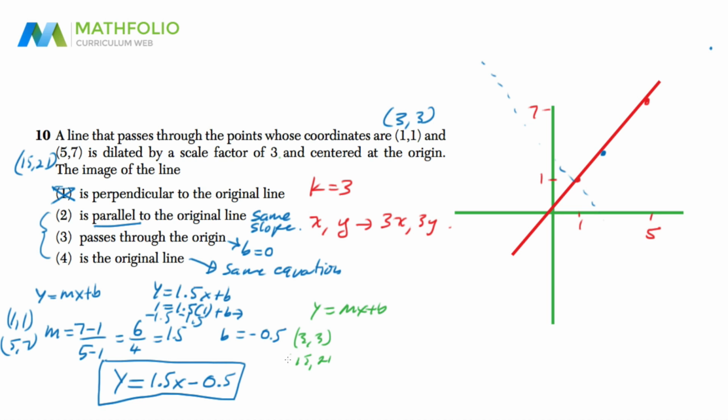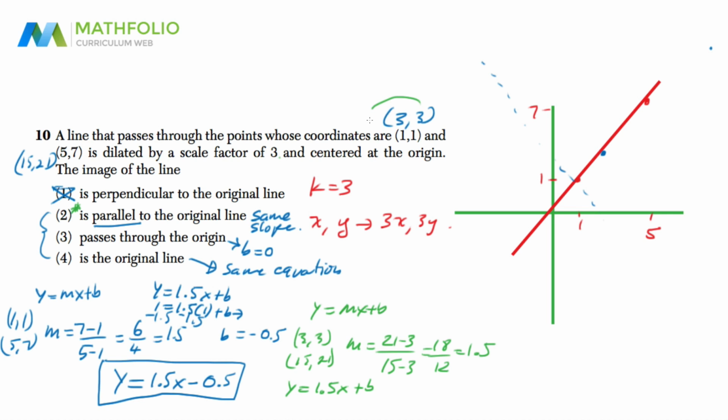So the rise is the change in y, which is 21 minus 3 all over 15 minus 3. So this is 18 all over 12, which, divided by 6, we get 3 over 2, which is 1.5 again. So we do have the same slope. So it kind of is parallel. But let's just see if it's the original line. So y equals 1.5x plus b.